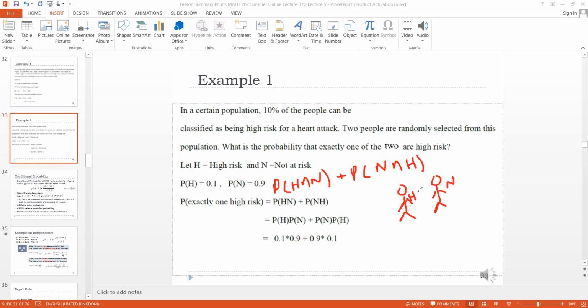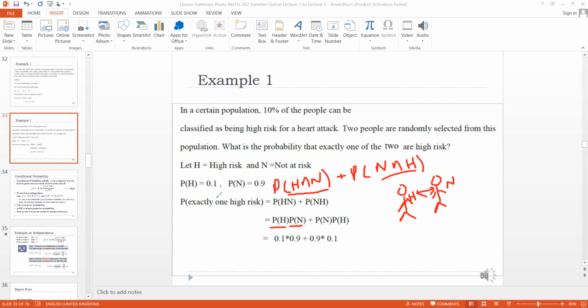So we are saying that there are two independent events. If the first person is high risk, he's independent of the second person being not at risk. So we are dealing with independent events here. If independent, then we can conclude that the probability is just a product of the probabilities of the individual events. So this will give us P of H times P of N plus P of N times P of H.